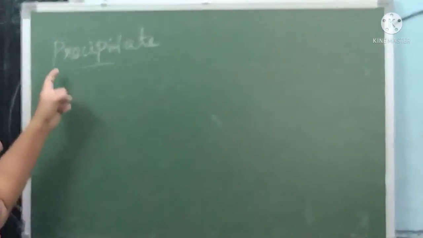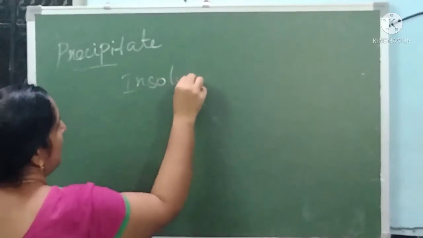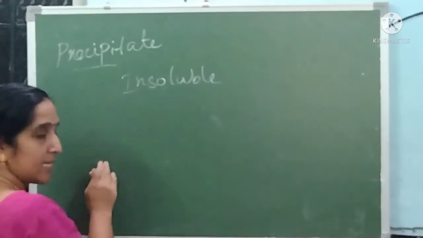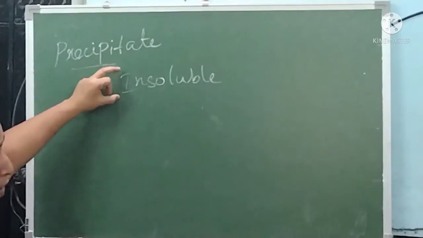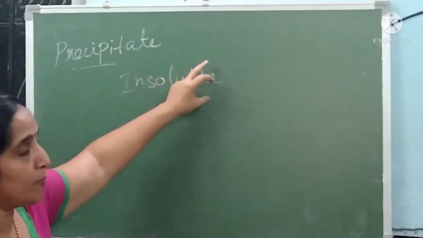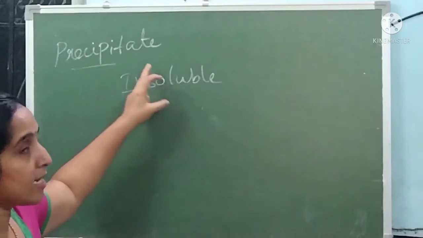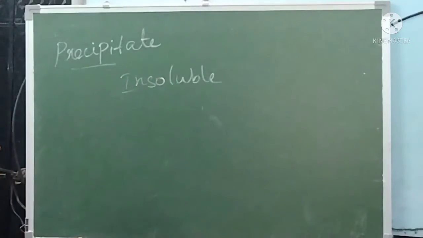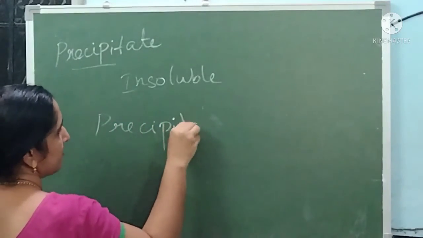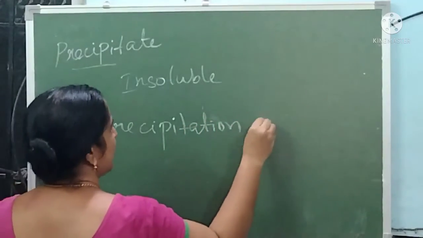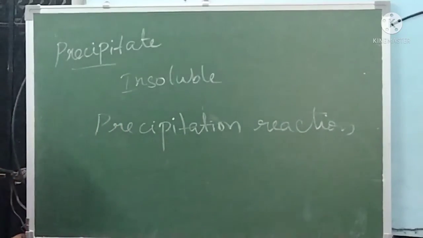Precipitate. What do you mean by precipitate? Precipitate is the insoluble substance formed after the reaction. The last product will be insoluble. Insoluble means which cannot dissolve in water. The insoluble substance formed in a reaction is called a precipitate, and that reaction is called a precipitation reaction. So that is about precipitate.